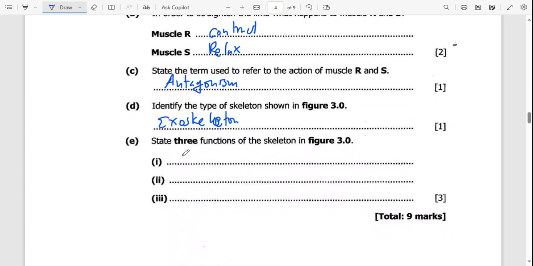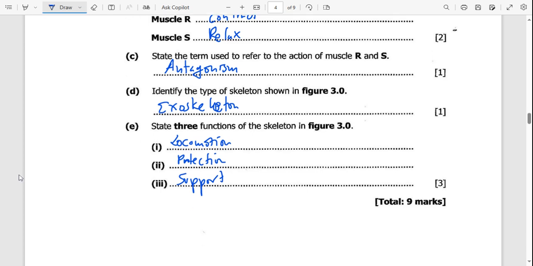State three functions of the skeleton. It helps us in movement, that is known as locomotion, and also protection, to protect the structures which are inside. For example, the bones protect the spinal cord and the brain. Imagine you want to stand without bones, so it's also there for support. So that is it.